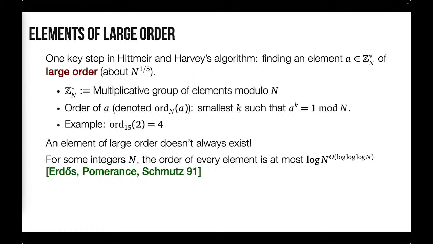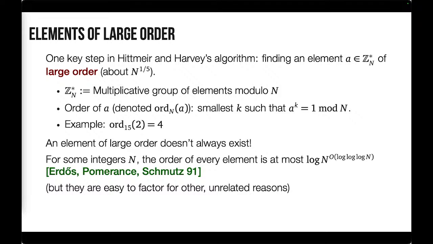So these numbers are okay. We cannot always hope to find an element of large order. But if we are looking to factor integers, these numbers turned out to be easy to factor for an unrelated reason. They just have very small prime factors, so you can efficiently find them. And so we are not too worried about the fact that sometimes we can't find an element of large order.